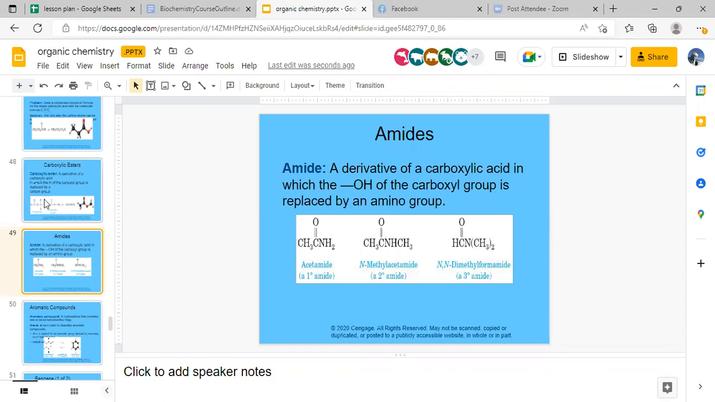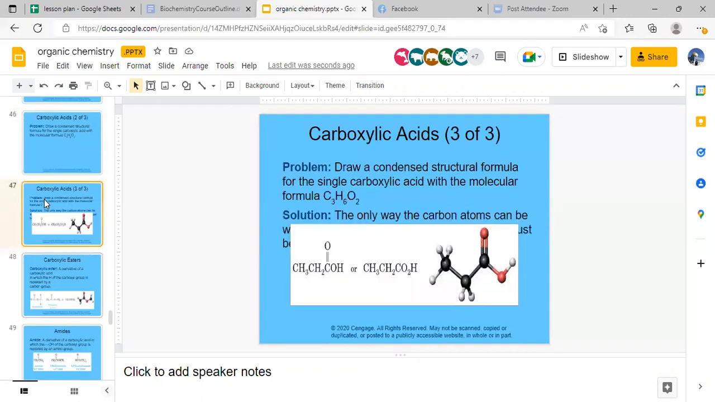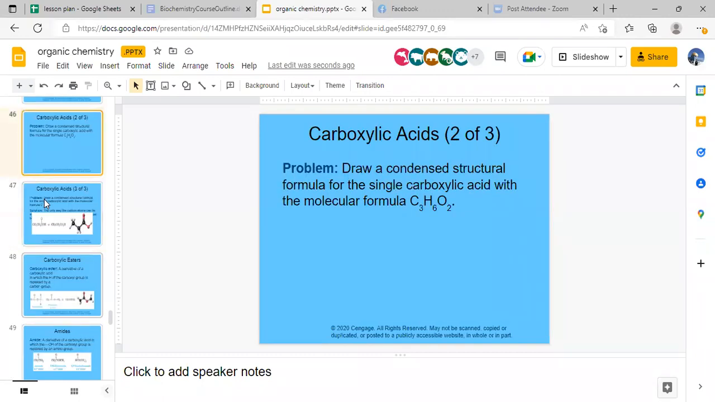Okay, so remember your assignment. So yung problem mo dyan, basta nakalagay yung problem, instead of draw a condensed structural formula, you will draw the line structures of each. Okay, so go through the PowerPoint and that will be our assignment.